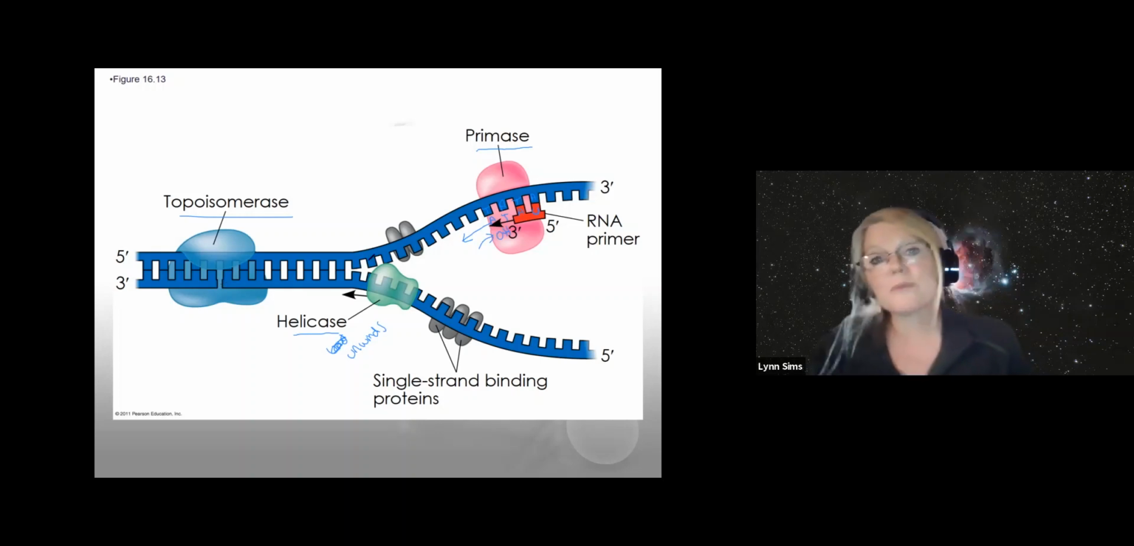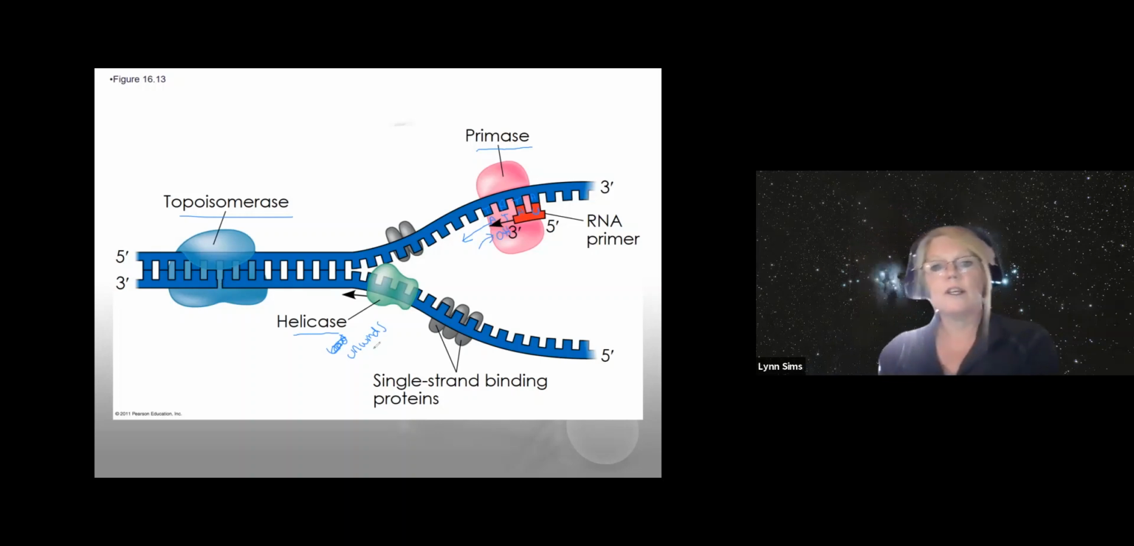Now, in order to keep the strands separated, the single-stranded binding protein is needed. Okay, so each strand is going to have many different single-stranded binding proteins attached to them to keep the strands separated. And the reason why you need to keep the strands separated is because they're attracted to one another by hydrogen bonding within the nitrogenous bases. So again, this keeps them separated.